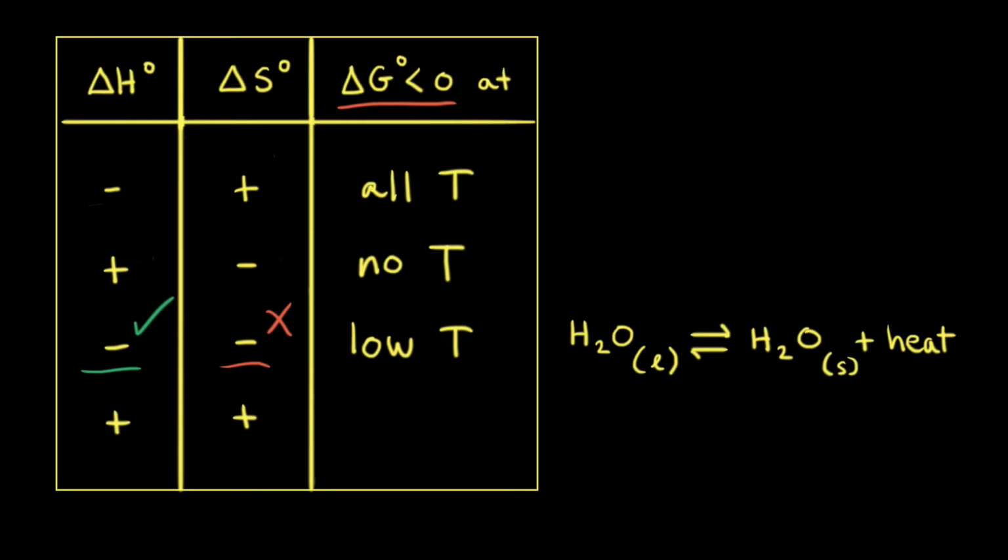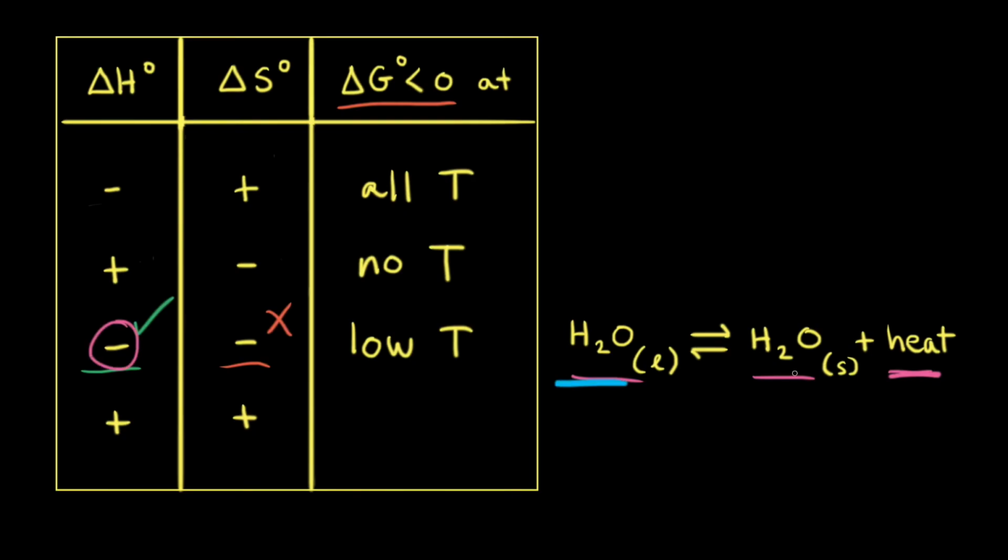So far, we've been talking about delta G naught relative to a chemical process. However, delta G naught also applies to a physical process. In this case, we're looking at liquid water turning into solid water. So this is the process of freezing. The process of freezing gives off energy. So this process is exothermic and delta H naught will be negative.